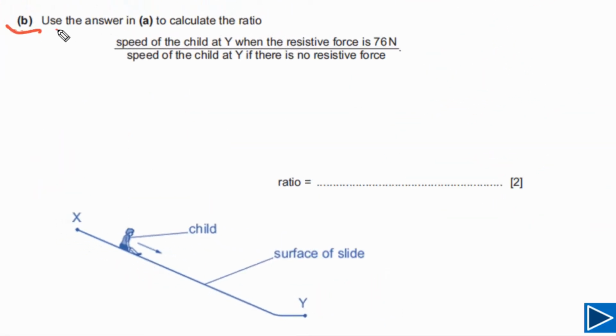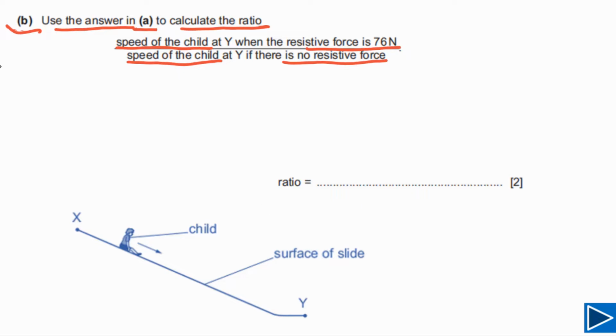For part B, we need to use the answer in part A to calculate the ratio between the speed of the child at y when the resistive force is 76 newtons and the speed of the child at y if there is no resistive force. In part A, we calculated the ratio between kinetic energies when there was resistive force and when there was no resistive force. Now the question is asking us to calculate the ratio between speeds.